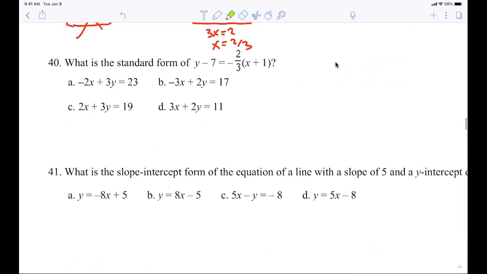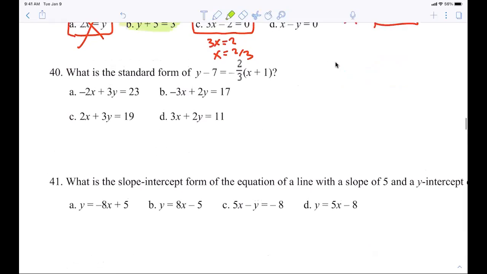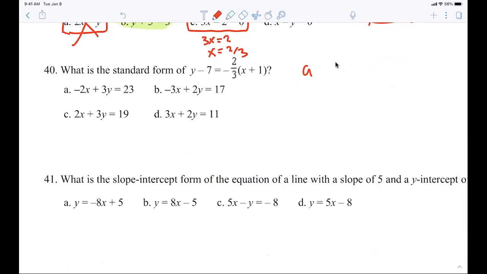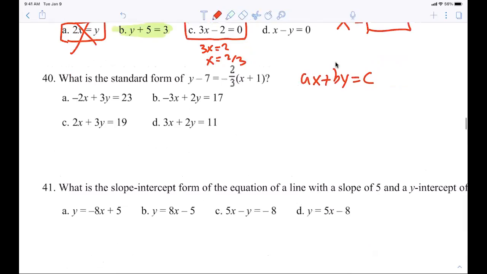All right, now we have to write in standard form. So those of you who forgot standard form, remember I want you to write Ax plus By equals C. You also have to remember that A is always positive. So if you just remember that alone, you can eliminate what? A and B.